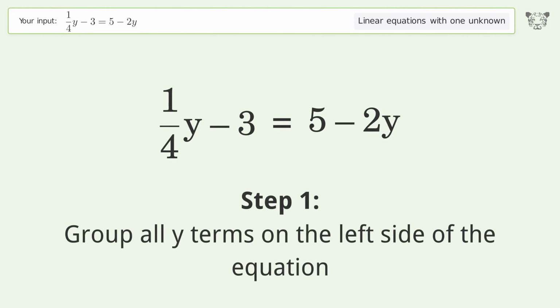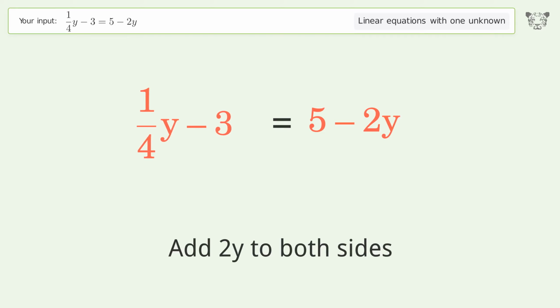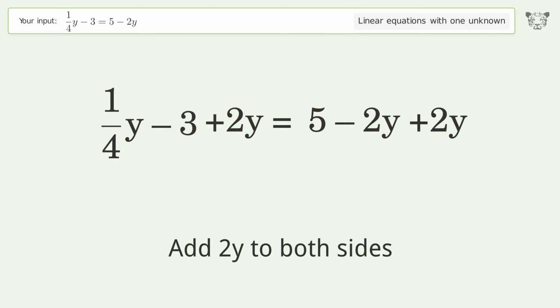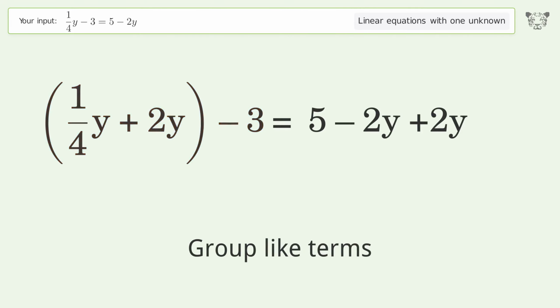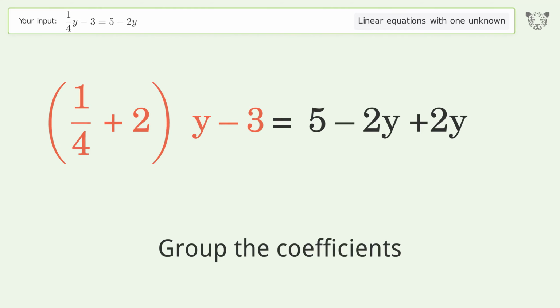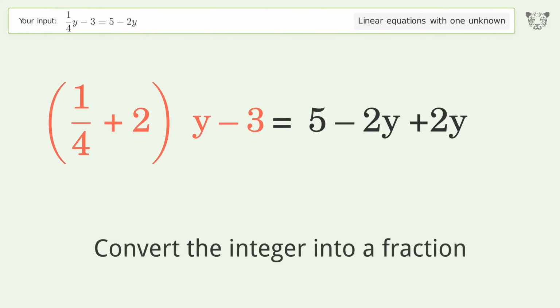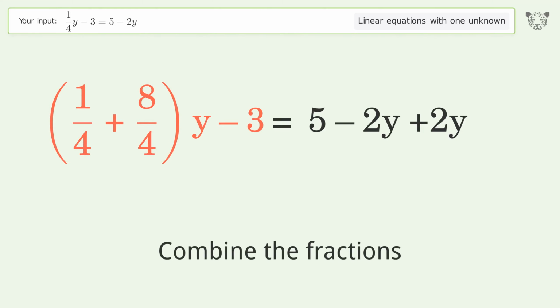Group all y terms on the left side of the equation. Add 2y to both sides. Group like terms. Group the coefficients. Convert the integer into a fraction. Combine the fractions.